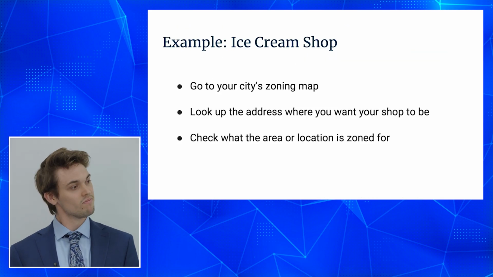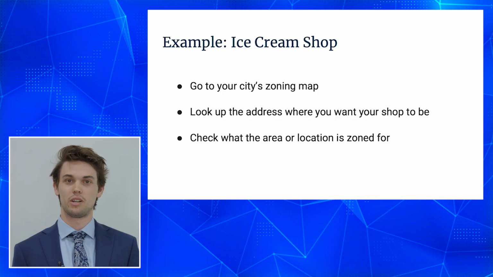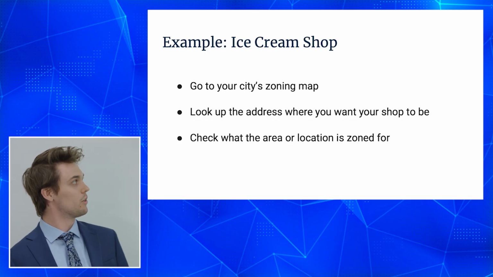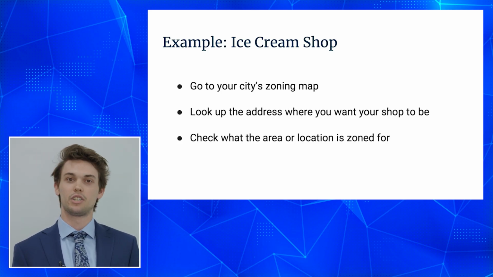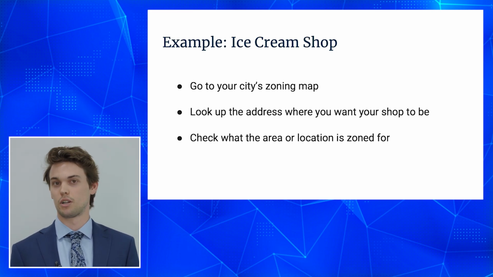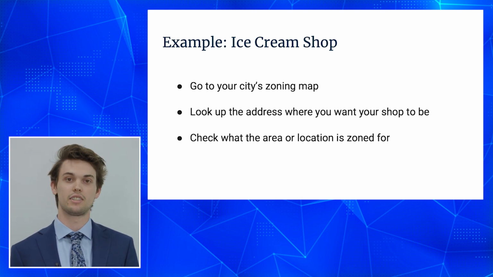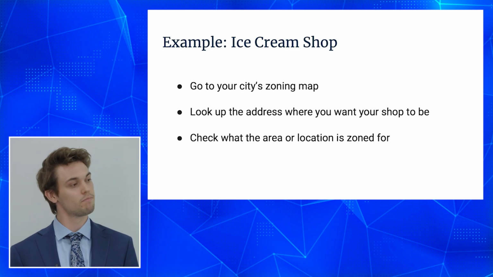As a quick example, if I want to open up an ice cream shop, I would go to my city zoning map, say it's in New York, and if I didn't have a location in mind already, I could scroll around on the map and look for areas that are designated for commercial or mixed-use activity, or if I had an address in mind, I could use the search function to type in that address and make sure that it's either commercial or mixed use.